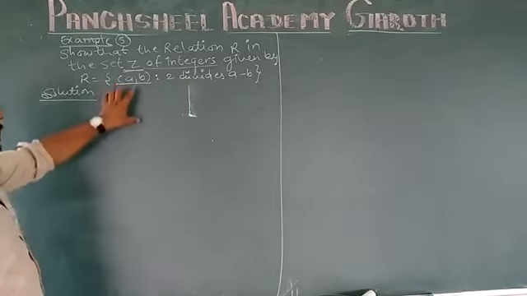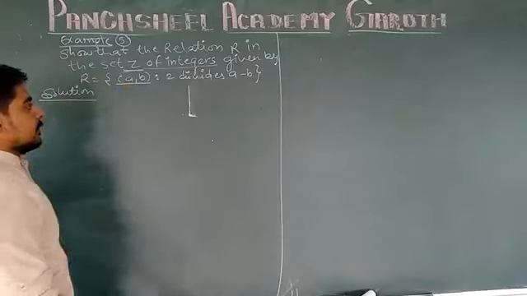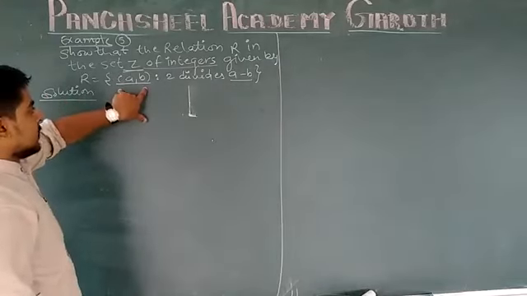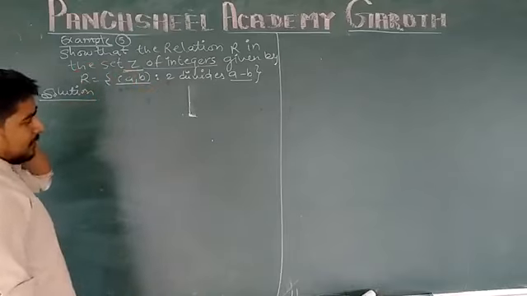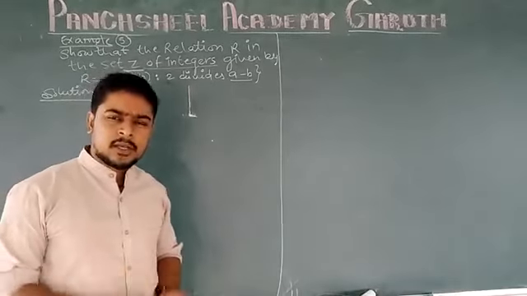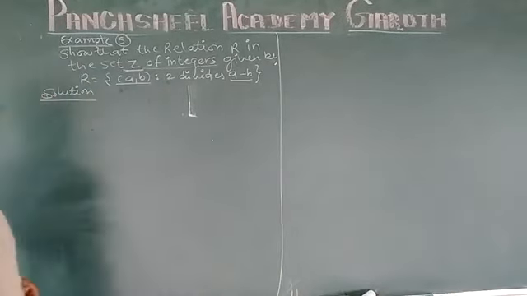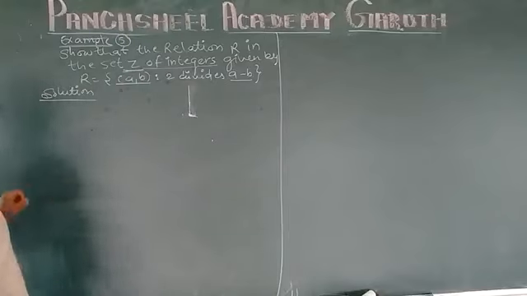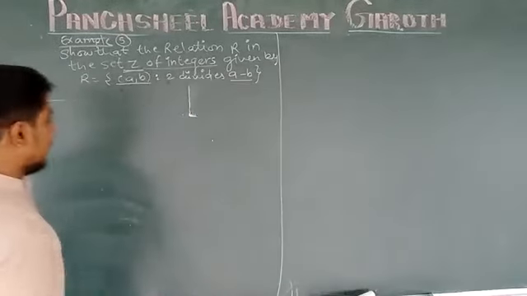It means that only those ordered pairs will be in R in which the difference of both the elements is divisible by 2. दोनों का डिफरेंस जो कुछ भी आता है वो 2 से डिविजिबल होना चाहिए. यानी कि हम कोई से भी दो इंटीजर ले लें, उन दो इंटीजर्स का जो डिफरेंस होना चाहिए वो 2 से डिविजिबल होना चाहिए. Now we have to prove that this is an equivalence relation.